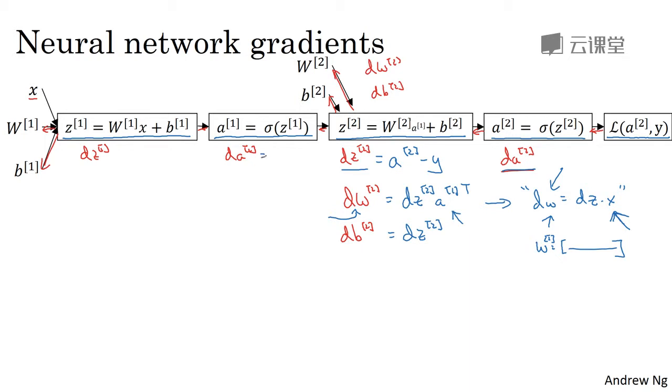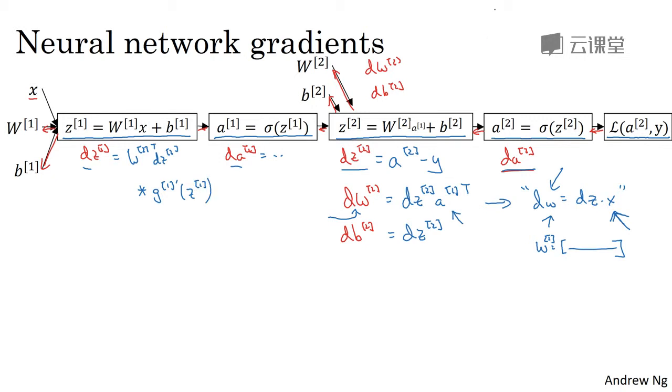And then again, you can compute dA1 if you wish, although in practice, the computations for dA1 and dz1 are usually collapsed into one step. And so what you'd actually implement is that dz1 is equal to W2 transpose times dz2, and then times an element-wise product of g1 prime of z1.